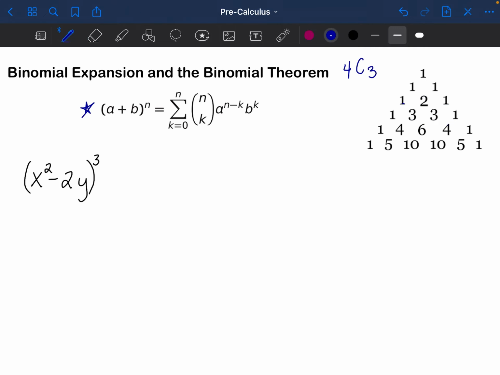All right, let's expand. So when we're doing this, our a in this case is going to be x squared. Our b is going to be negative 2y. We want to make sure we bring the negative sign with. Our n is going to be 3. So we don't necessarily need to plug it into the summation notation, but we have to know that we're going to start with k equaling 0, and then we're going to keep increasing that as we go throughout the sum. So I'm going to start with n being 3, right? It will always be. And then k, 0.